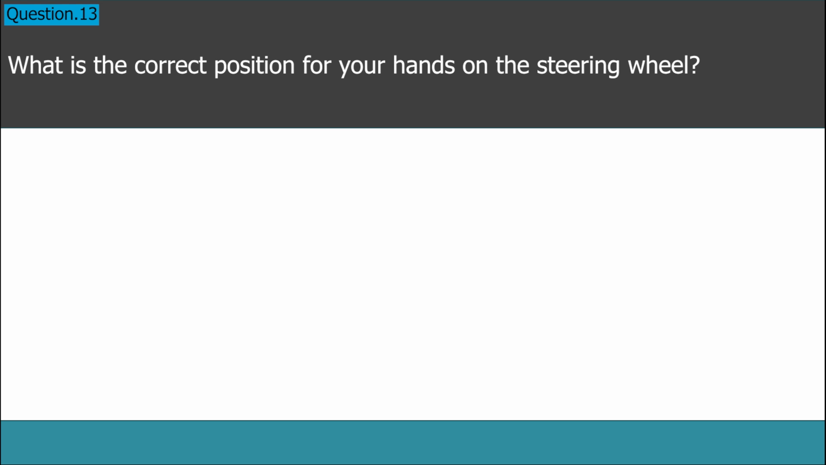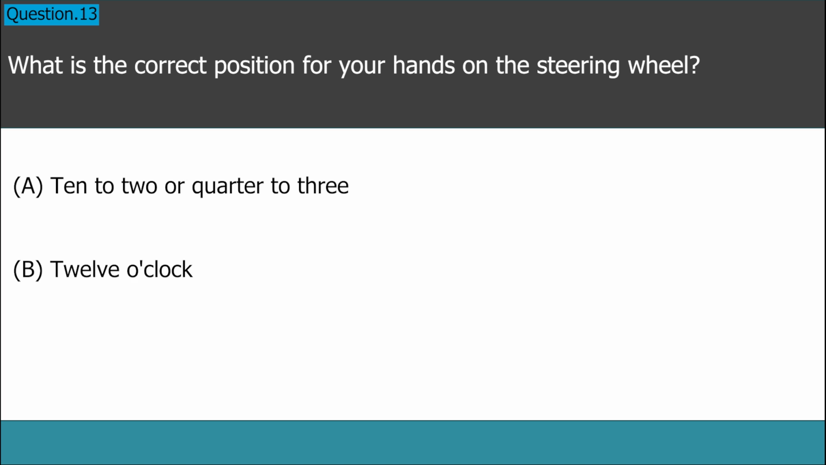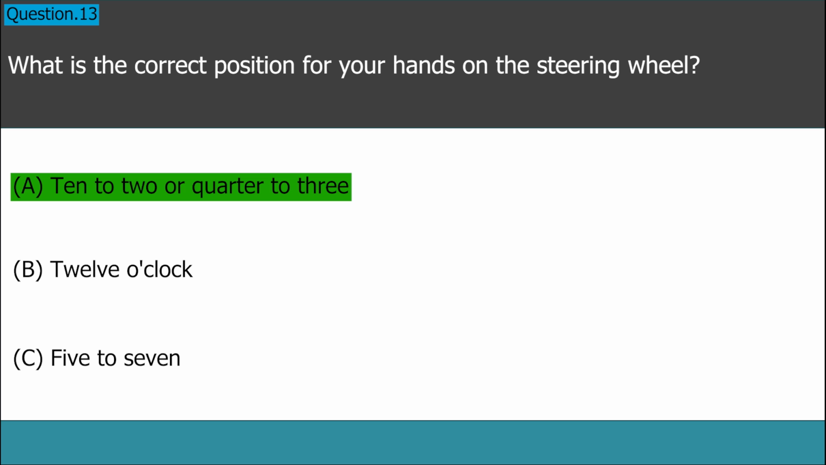What is the correct position for your hands on the steering wheel? A. 10 to 2 or quarter to 3. B. 12 o'clock. C. 5 to 7. Answer: A. 10 to 2 or quarter to 3. This position provides optimal control and balance while steering.